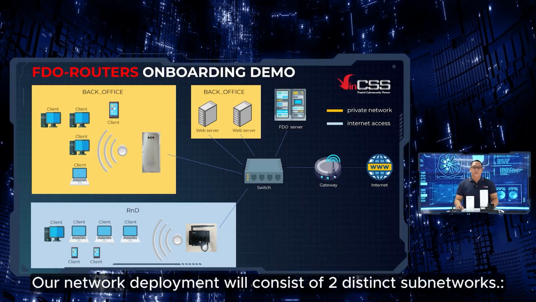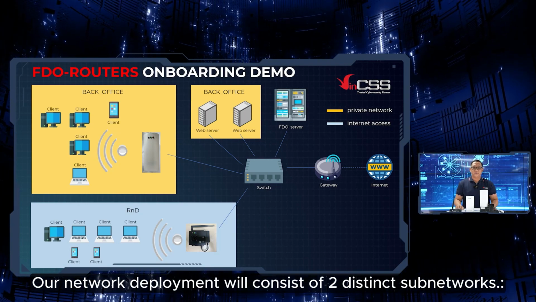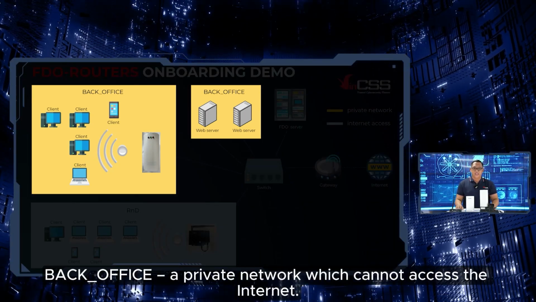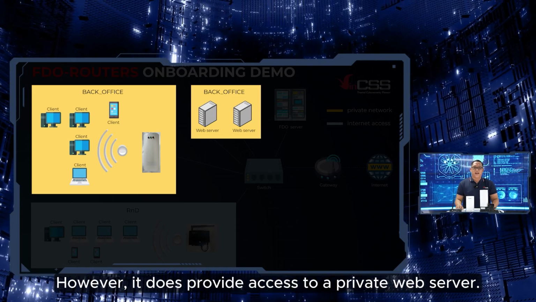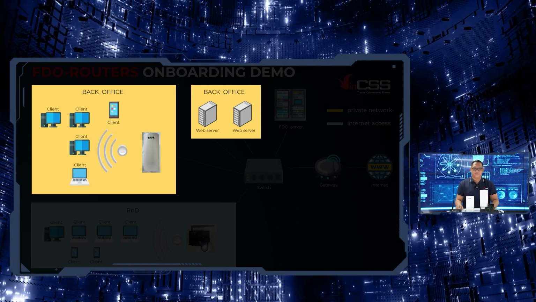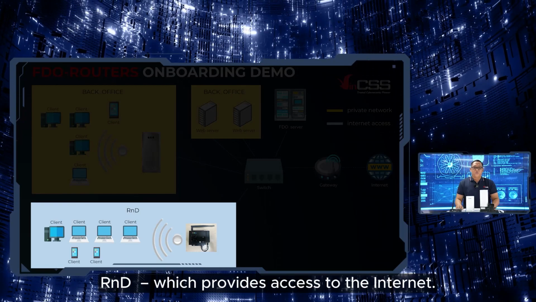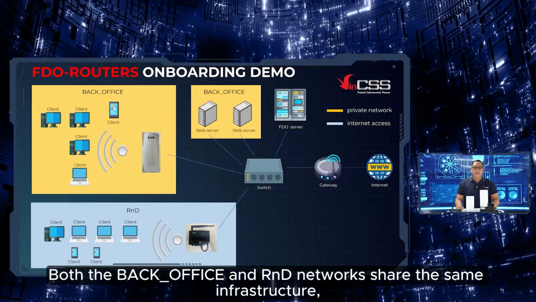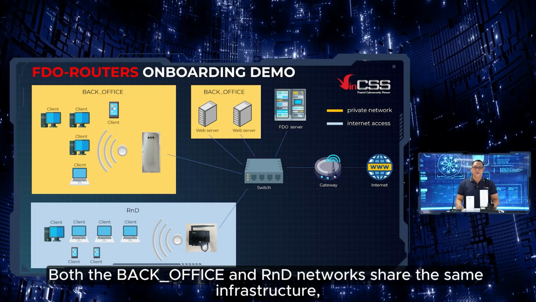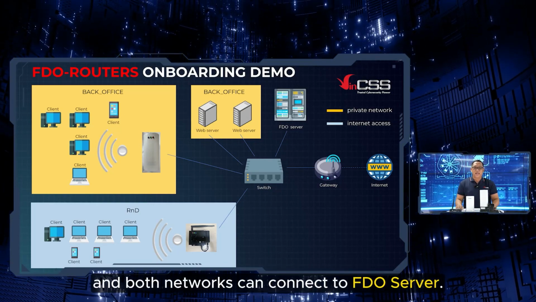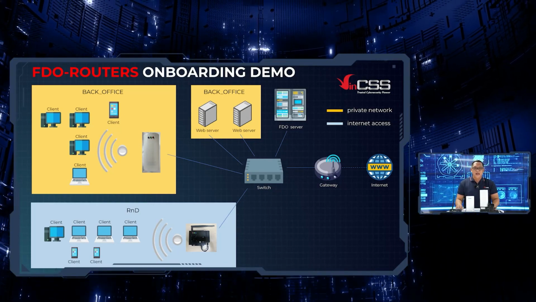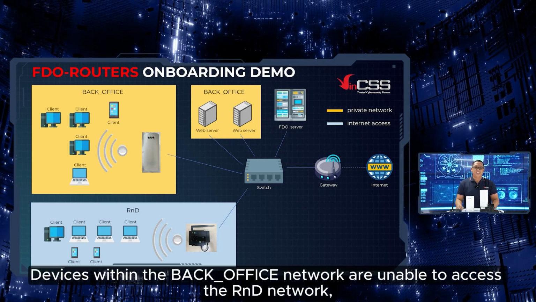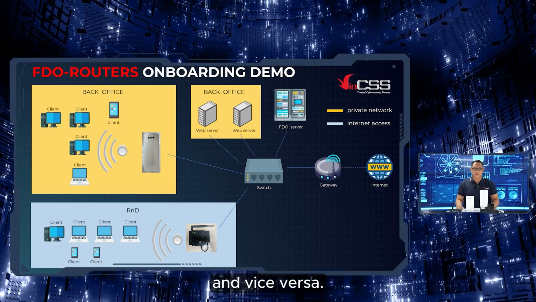Our network deployment will consist of two distinct subnetworks: the back office, a private network which cannot access the internet. However, it does provide access to the private web server. The R&D network, which provides access to the internet. Both the back office and the R&D networks share the same infrastructure, and both networks can connect to the FDO server. Devices within the back office network are unable to access the R&D network and vice versa.